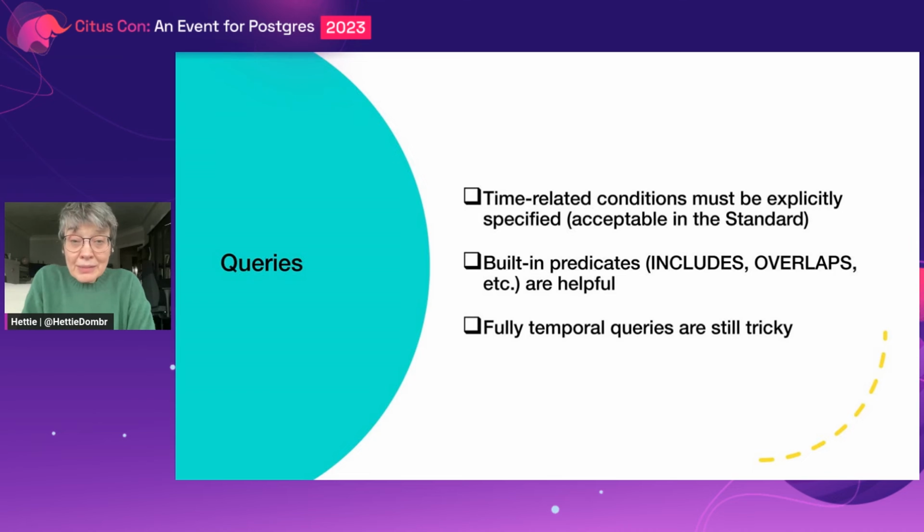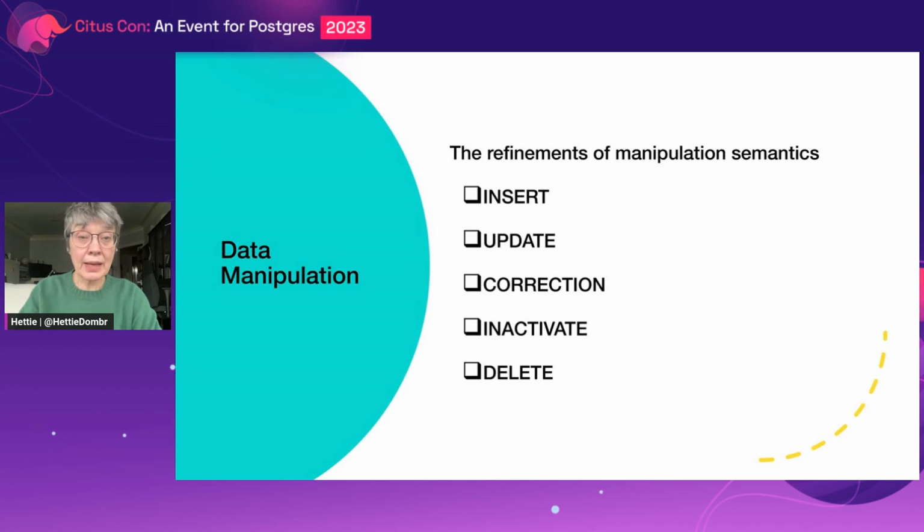But fully temporal queries are still tricky, because the idea of fully temporal queries is that you join one bitemporal table with another bitemporal table, and as a result, you get another bitemporal table. So again, not a snapshot. Right now, we mostly do snapshots, but it's possible to produce a bitemporal table, though it's not obvious. We do not have any special syntax for this.